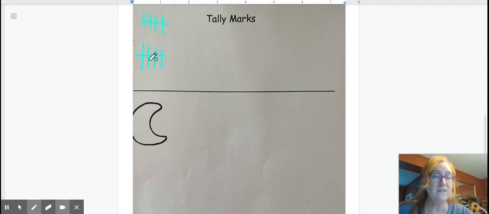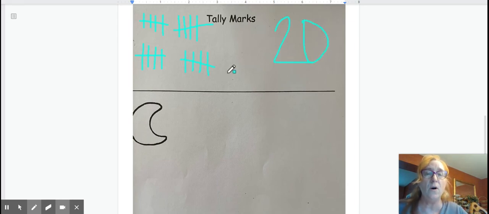So 5 plus 5 is 10. And I know that 10 plus 10 is 20. So I'm going to need 4 groups of 5. 4 groups of 5 tally marks will equal 20. So let's do that here. 5, 10, 15, 20. 20 is 2 whole sets of 10. 20 is also 4 5s.